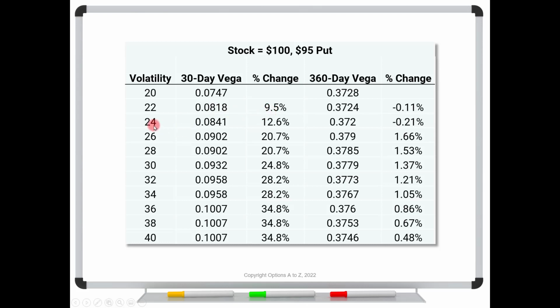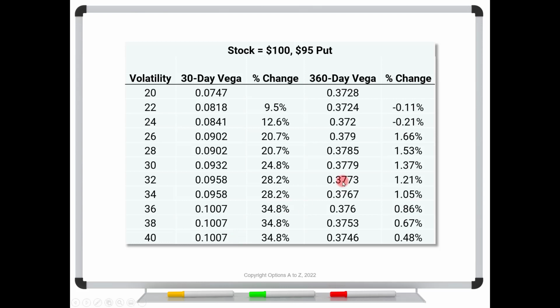You go to 24%, it's going to increase 12.6. That's going from 0.0747 to 0.0841. I'm always comparing it to this 20% level. It's an increase of 12.6%. If we bump it up to 30%, it increases by nearly 25%. And if we double it, going from 20% to 40%, it increases about 35%. Again, this is the option's vega.